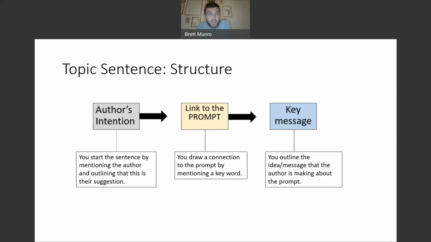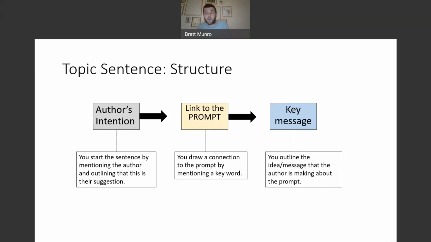In that case, your topic sentence would sound like Jordan suggests, that's the author's intention. Your link to the prompt would be that love, and the key message is the idea about love, that is that it helps characters draw a sense of identity. So altogether that would be Jordan suggests that love helps characters draw a sense of identity.